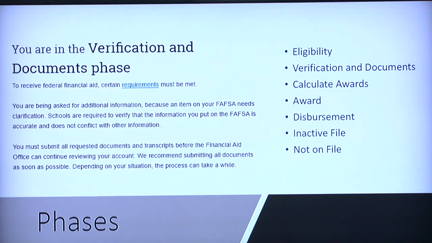At the very top, right under the header, you will have the phase information. The phases at the very top is going to list the name of the phase, followed by a description. In these descriptions, there may be links that can help the student or guide them to where they can seek more information. The phases start with eligibility, then go into verification and documents, then into calculating awards, the award phase, disbursement phase, and if a student's account is inactive or we don't have any FAFSA information on them, they'll show as the inactive file status or a not on file status.